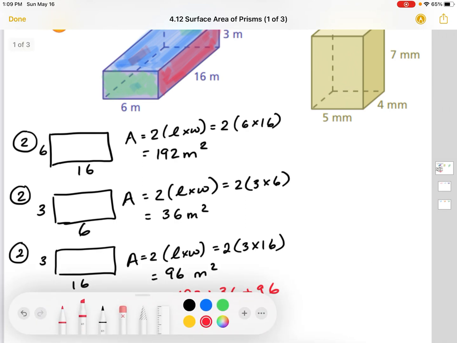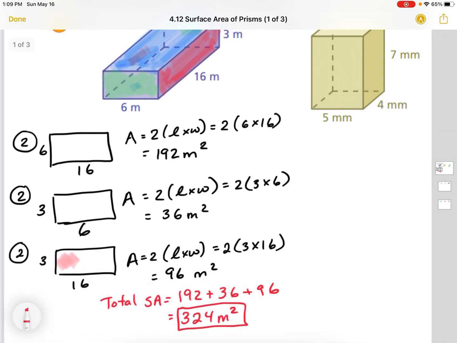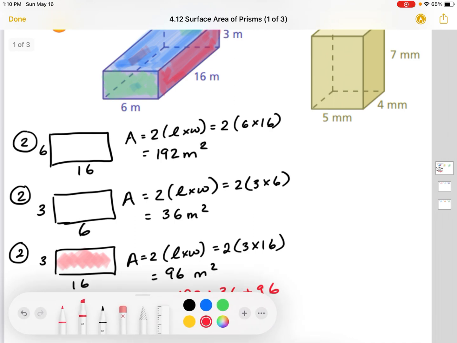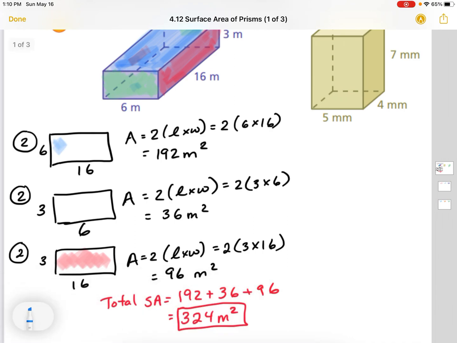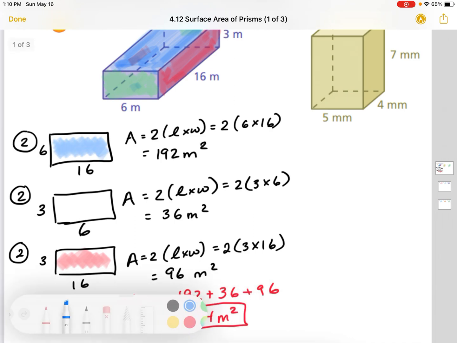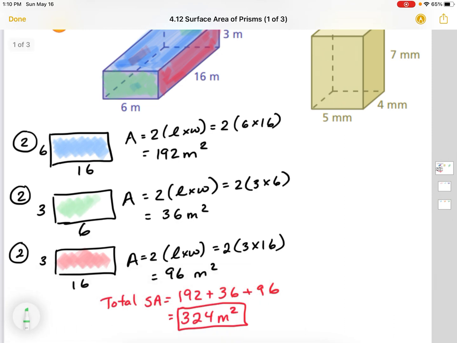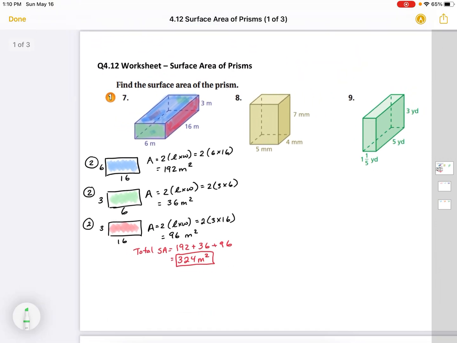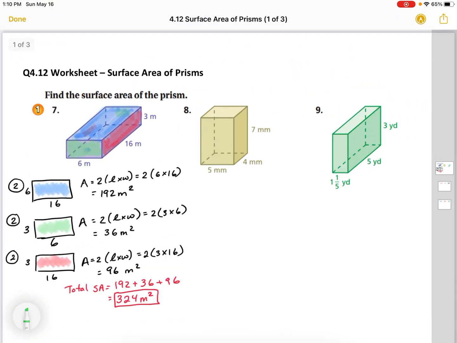So if you're not sure where all these come from, this is the 3 by 16. The top and bottom is the 6 by 16. And the 3 by 6 is the front and back. Okay, so that's how you do a rectangular prism. So it's just counting all the sides. This next one I'll do using that formula, because for some of you that might be easier.